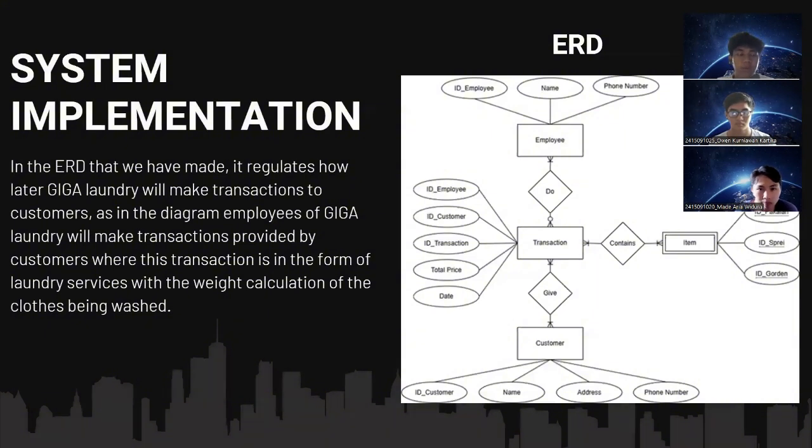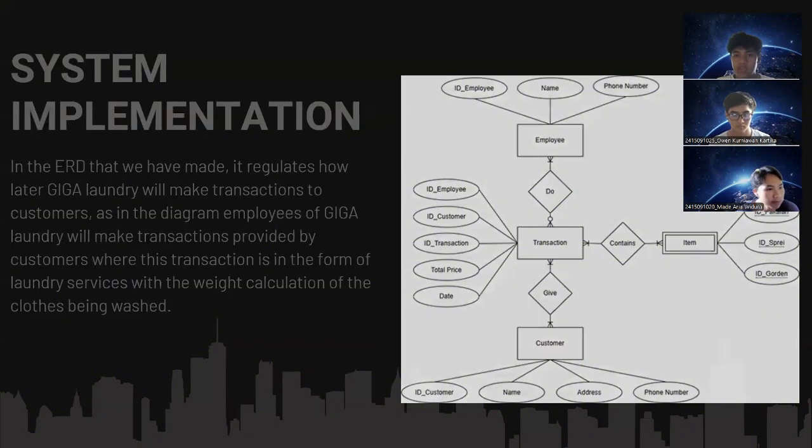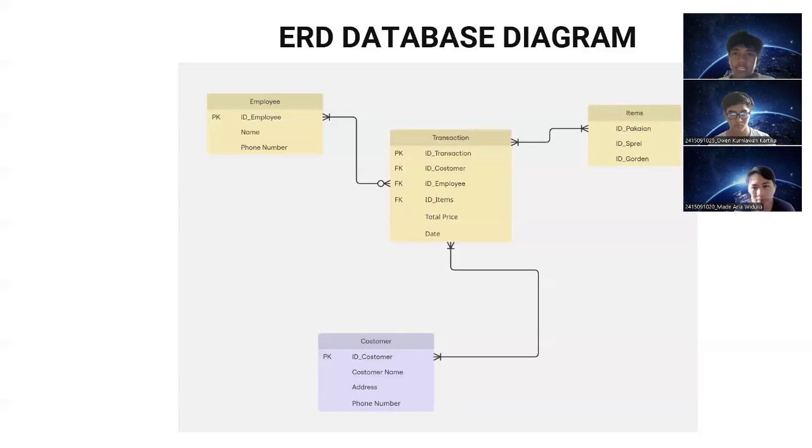So this is our system implementation. In the ERD that we have made, it regulates how Giga Laundry will make a transaction with customers. As in the diagram, employees of Giga Laundry will make a transaction provided by the customer, where this transaction is in the form of laundry service with the weight calculation of clothes being washed. And this is our ERD database diagram, which will be explained by my friend.